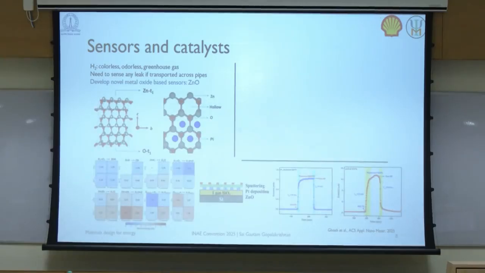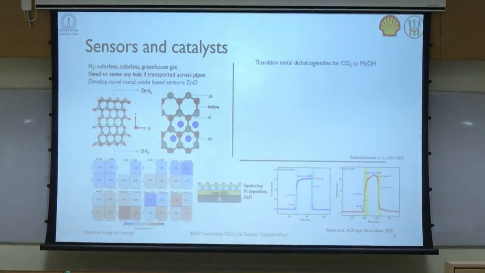Yeah. So what we basically did was we used density functional theory-based calculations to look at zinc oxide surfaces and adsorption energies, and we predicted that if you optimally decorate zinc oxide with some platinum clusters, these can actually perform very well in terms of sensing hydrogen. And this we also collaborated with an experimental group to verify our results. So this is one example of our work.